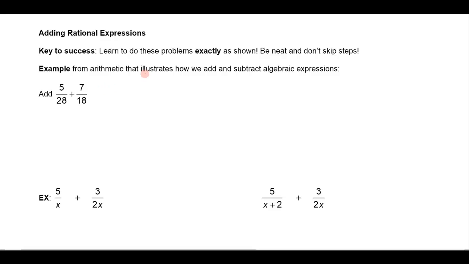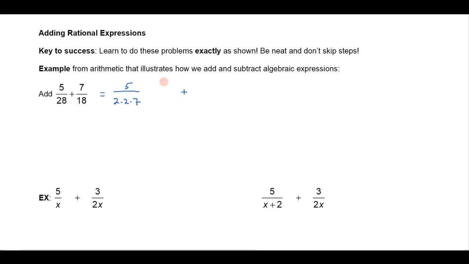So I want to start with an example from arithmetic that shows how we add and subtract algebraic expressions, and in particular, you'll notice that because we need to get a common denominator when we add and subtract fractions or algebraic expressions, this one right here, it's hard to see exactly what the common denominator is. And so the way that we find that is we begin by factoring the denominator. So notice that 28 is 4 times 7. I'm going to write that as 2 times 2 times 7.